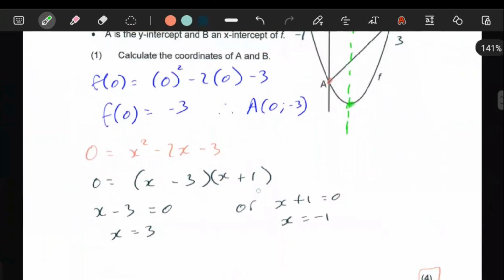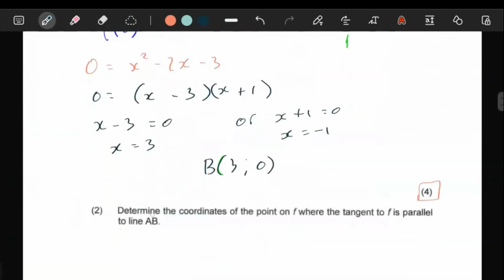Now we have to fill in coordinates. So B here is the one where you have a +3, you see. 3 and 0. There you go. Let's write this nicely. B. There you go.